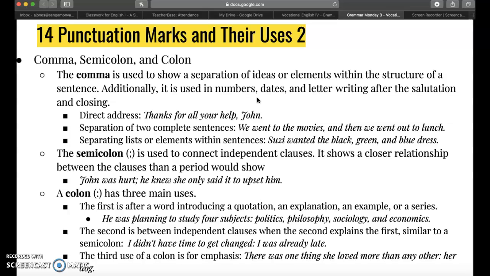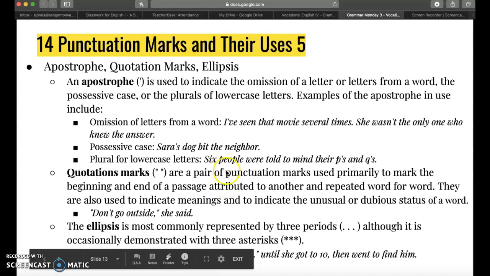A semicolon is used to connect independent clauses, and it shows a closer relationship between the clauses than a period would show. John was hurt, semicolon, he knew she only said it to upset him. And a colon has three main uses. The first is to introduce a quote, an explanation, example, or a series. The second is between independent clauses when the second explains the first, and the third is for emphasis.